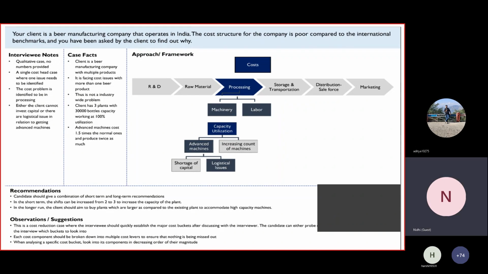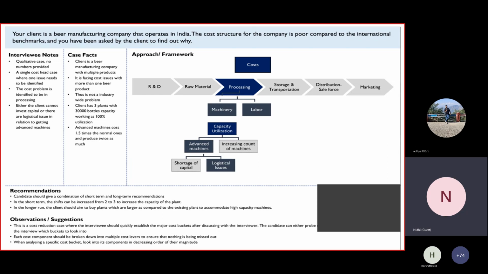So when we talk about the entire value chain, the candidate will take each and every segment of this cost one by one and ask the interviewer, sir, is there any problem with R&D? Sir, is there any problem with raw material? That person will just say yes or no, and by doing that you will come to exactly where the problem is lying. Now, Aditya did the same. He came to the point where processing is the problem. He asked me, ma'am, is the problem with processing? I said, yes, processing is the problem.